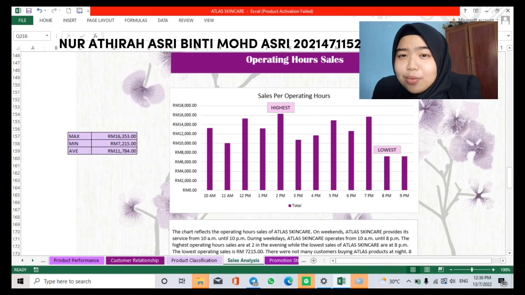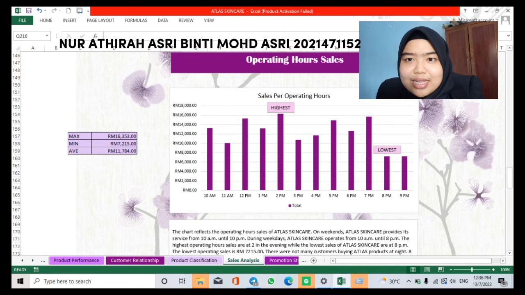This is the operating hour sales of Atlas Skincare. On weekends, Atlas Skincare provides its service from 10 a.m. until 10 p.m. During weekdays, Atlas Skincare operates from 10 a.m. until 8 p.m. The highest operating hour sales are at 2 in the afternoon, while the lowest sales of Atlas Skincare are at 8 p.m.